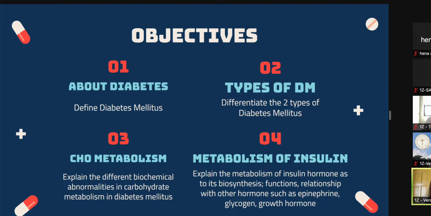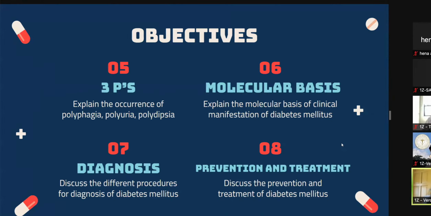Explain the different biochemical abnormalities in carbohydrate metabolism and diabetes mellitus. Number 4, metabolism of insulin. Explain the metabolism of insulin hormone as to its biosynthesis, functions, and relationship with other hormones such as epinephrine, glucagon, and growth hormones. Number 5, the three Ps such as polyphagia, polyuria, and polydipsia. Number 6, explain the molecular basis of clinical manifestation of diabetes mellitus.